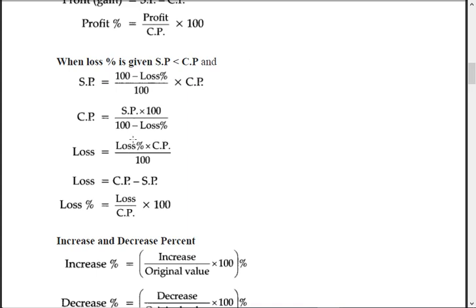Finding the loss from loss percent. Loss equals loss percent into CP upon 100. Loss equals CP minus SP, which means loss will always show that the selling price is lower than the cost price. Loss percent equals loss upon CP into 100. See, both the formulae are the same. If you remember one, the other can be derived.